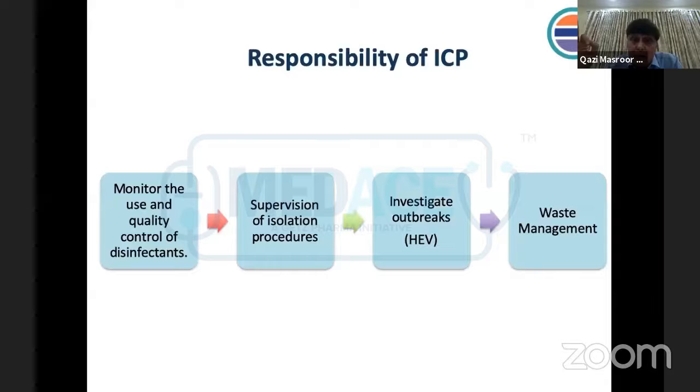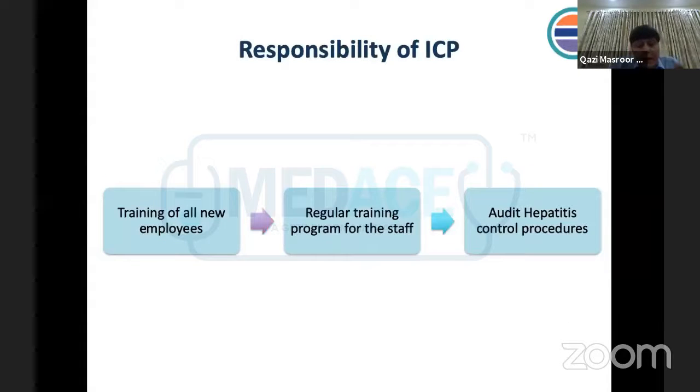And again, a very important and very neglected part of the process is the waste management. Incinerator provision in every hospital is important. It is there now in Punjab, but how they are working, this is again a big question mark. Then all these things will be implemented through training of all the new employees, regular training programs for staff, and audit of the hepatitis control procedures.